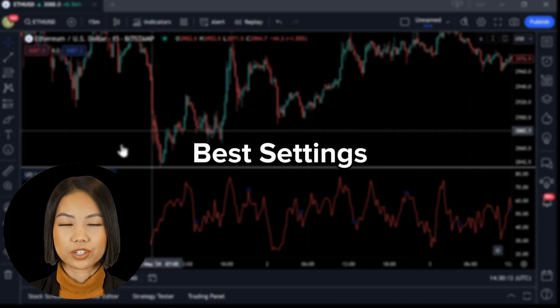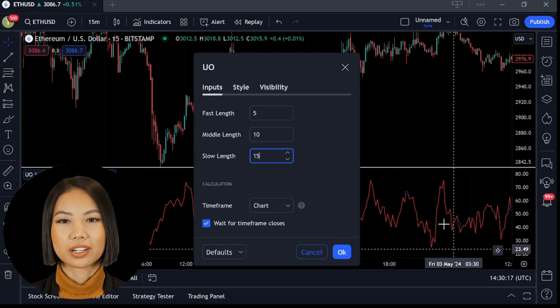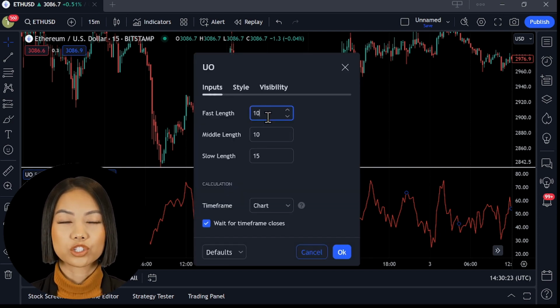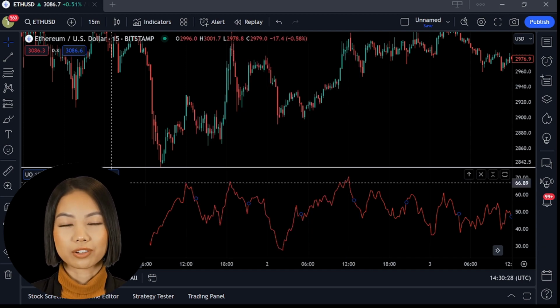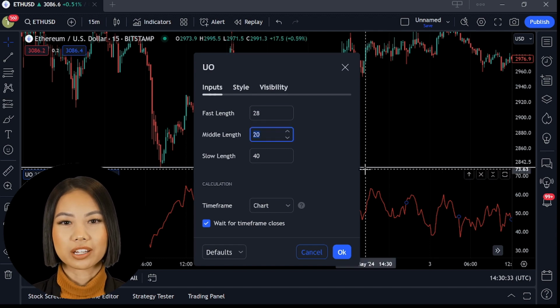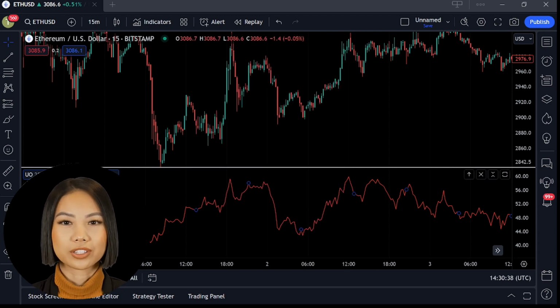Best settings for different time frames. Day traders should use shorter periods like 5, 10, and 15 to capture quick market movements. Swing traders should use moderate settings, such as 10, 20, and 40 periods, which offer a balanced view. Long-term investors should use longer periods like 28, 56, and 84, which help filter out short-term noise.